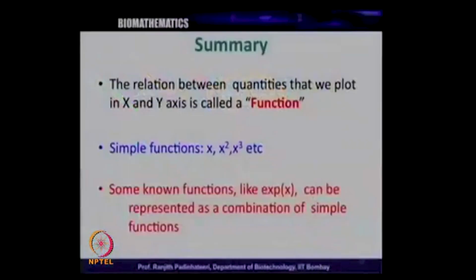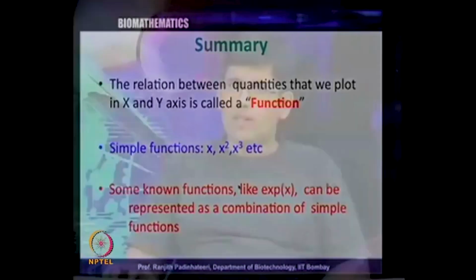So, to summarize, the relation between quantities that we plot in the x and y axis is called a function, and we learned many simple functions like x, x square, x cube, etc. And we also saw that some known functions like exponential of x, e power x can be represented as a combination of simple functions like x, x square, x cube, etc. And in the coming class, we will see many more interesting functions and see how they are related to some of the known biological experimental data.